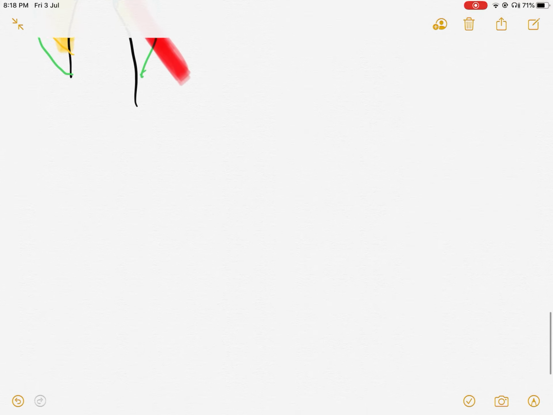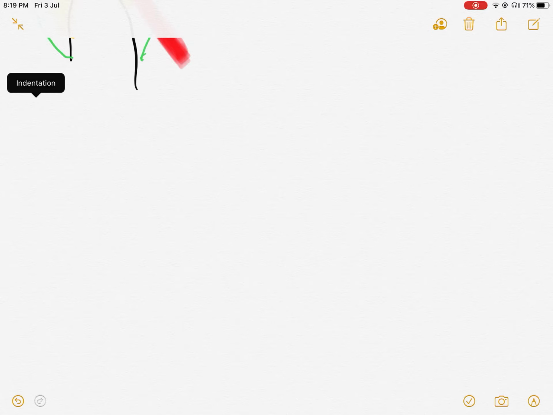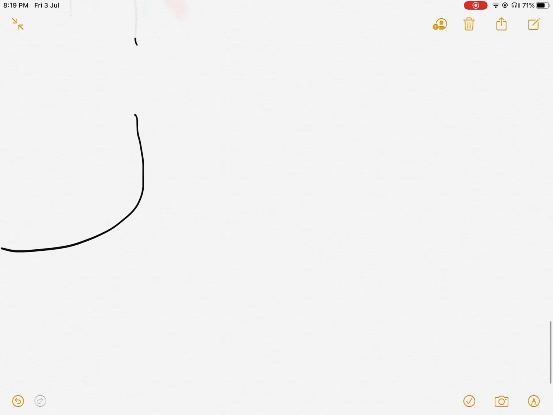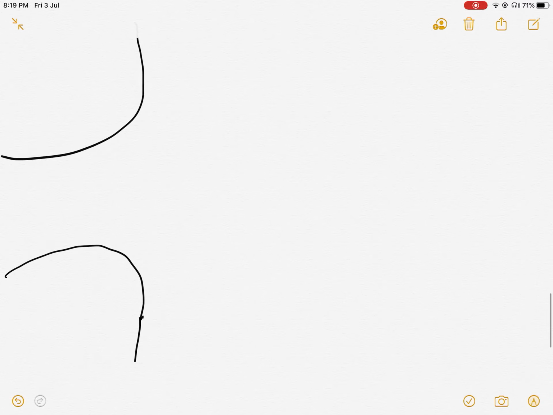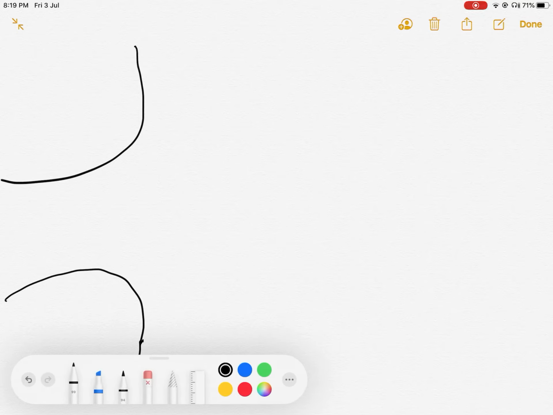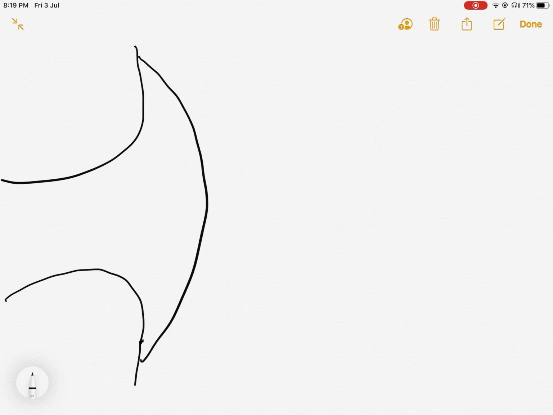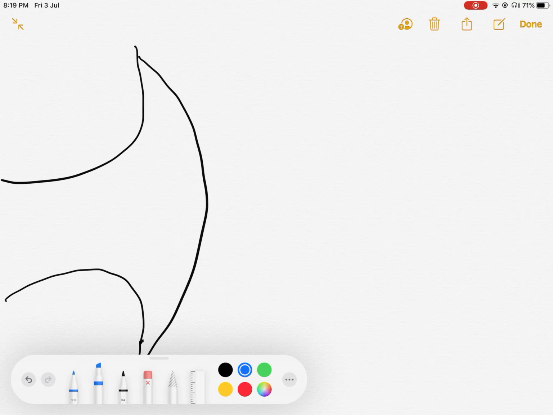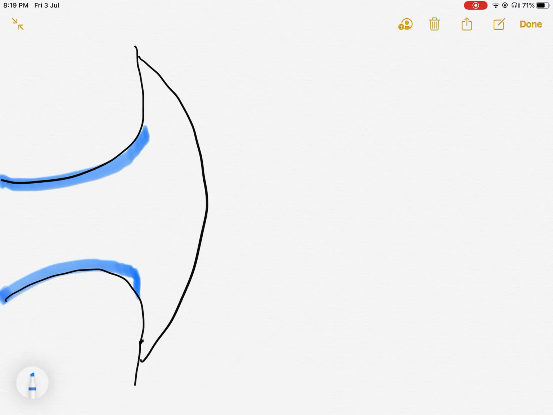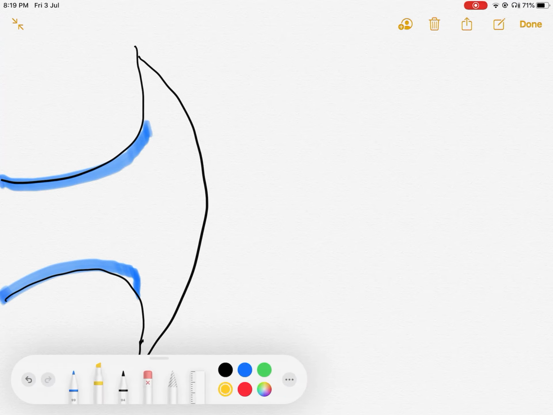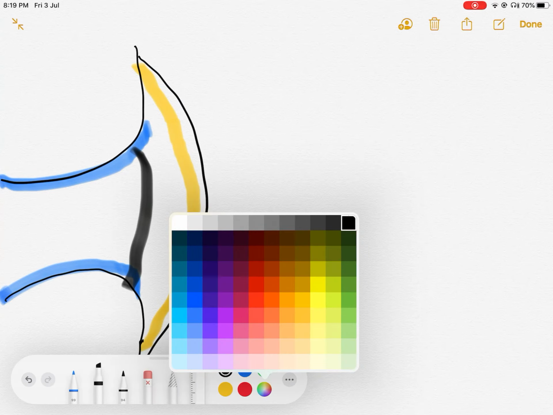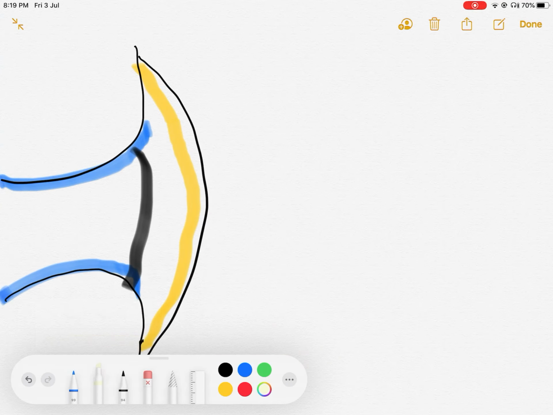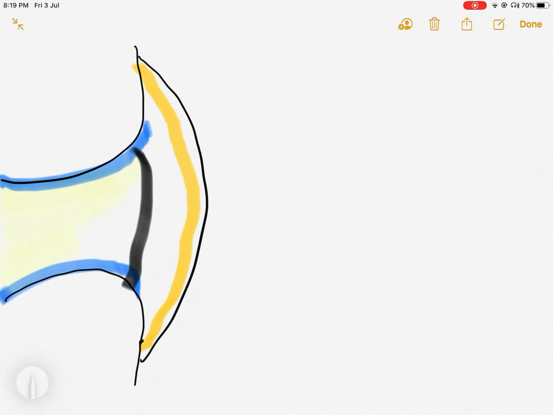enlarged view of this. The joint capsule, the joint, the cartilage, the synovium, this is the synovial fluid.